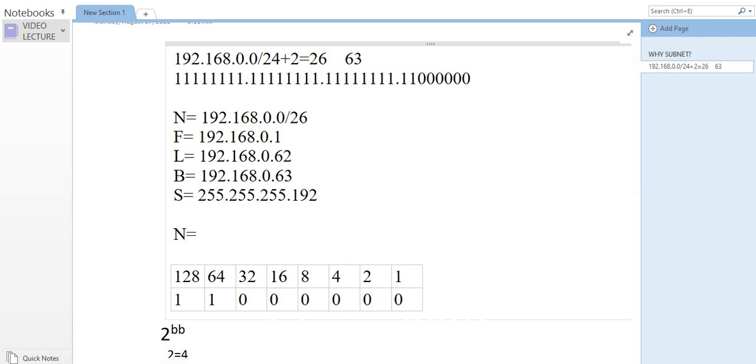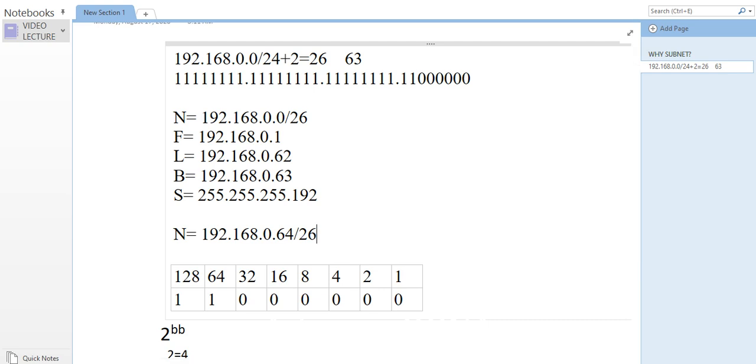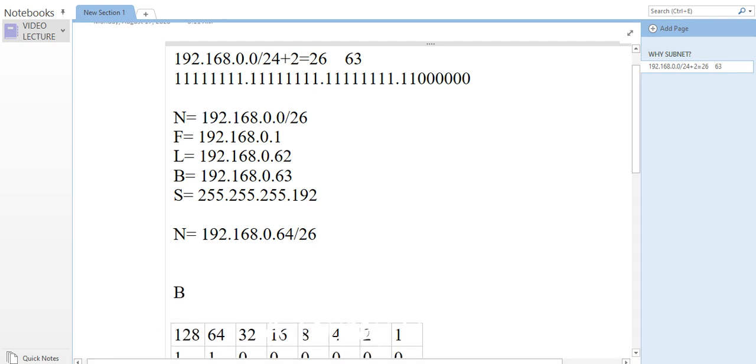The next subnet's network address is 192.168.0.64, simply because we have 63 here, and that was the broadcast address. So the next subnet's network address, the same octet will change to 64 instead of 63. So you have to add 1 to it. Okay, the CIDR is the same, 26.